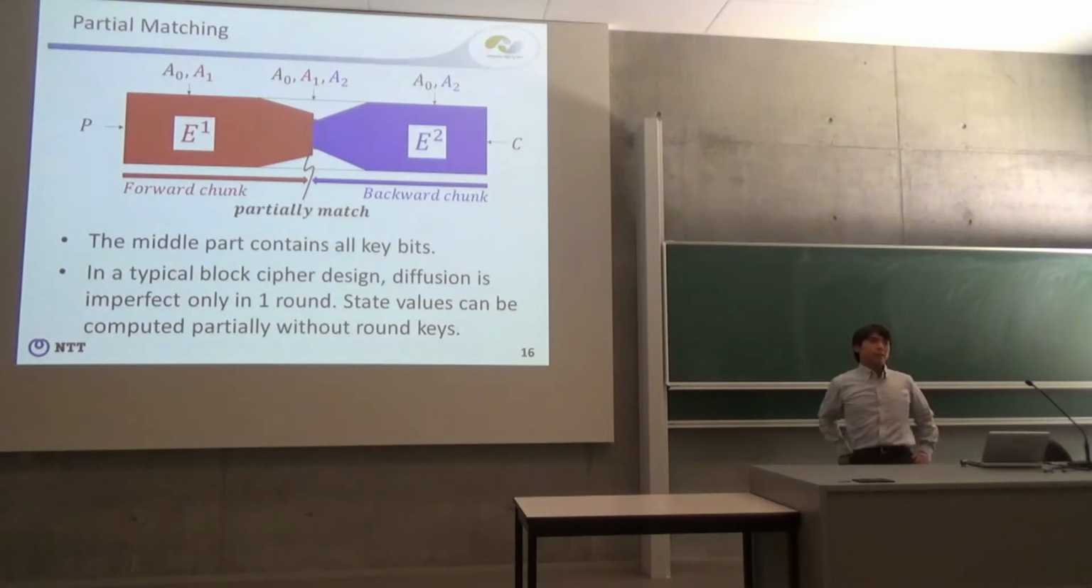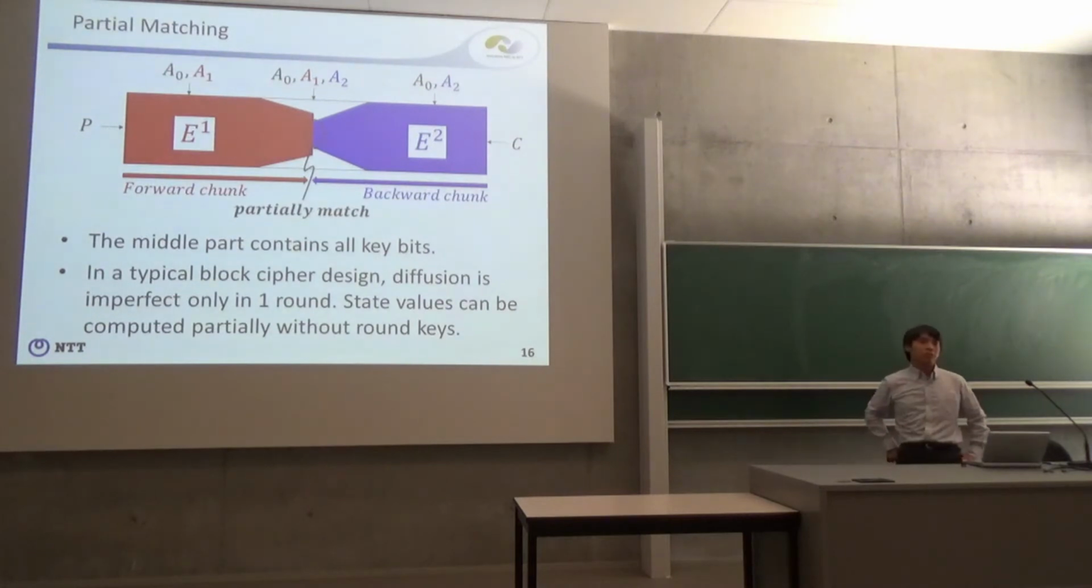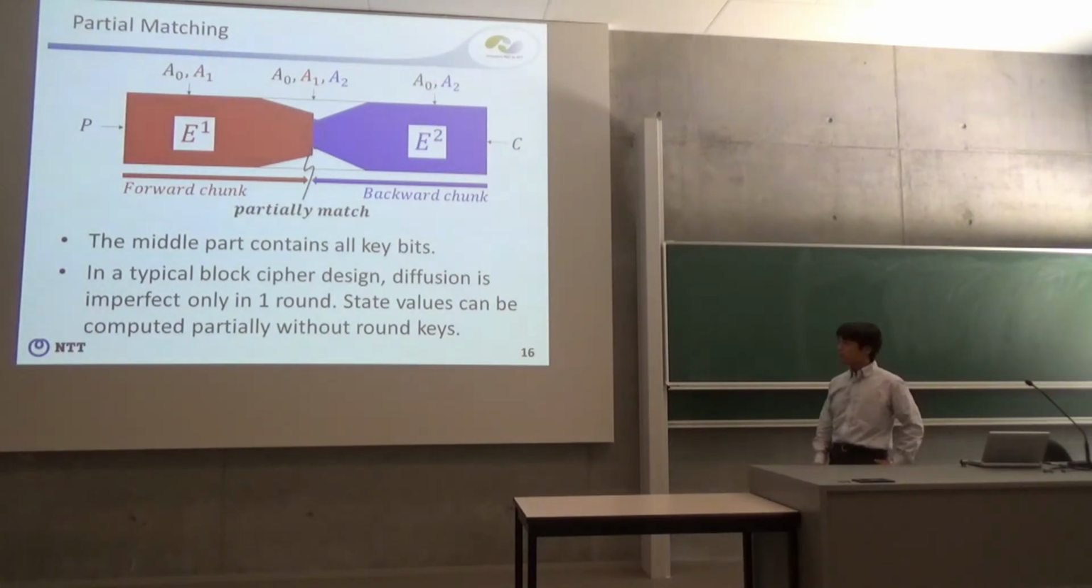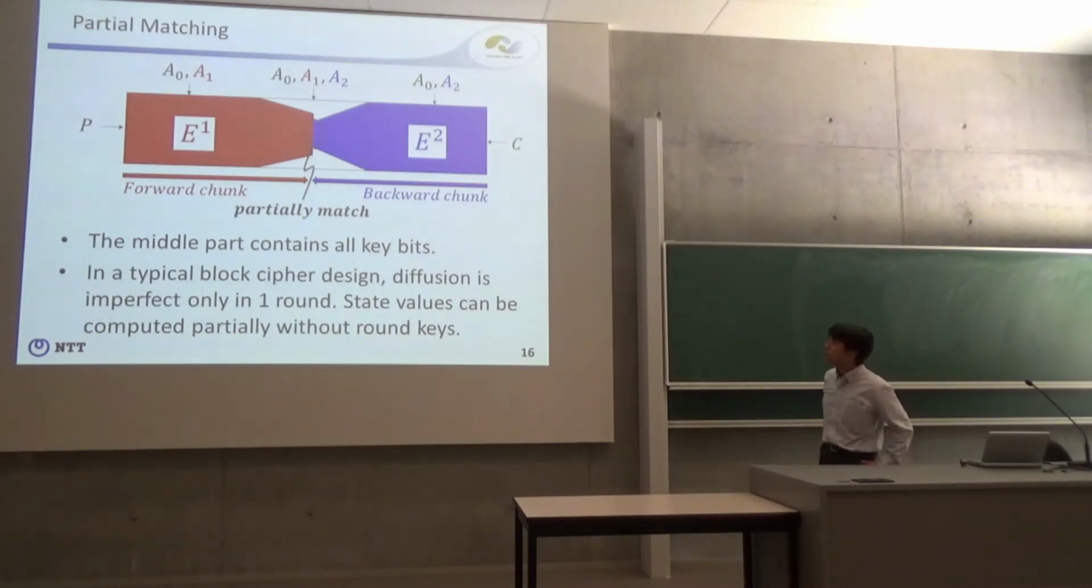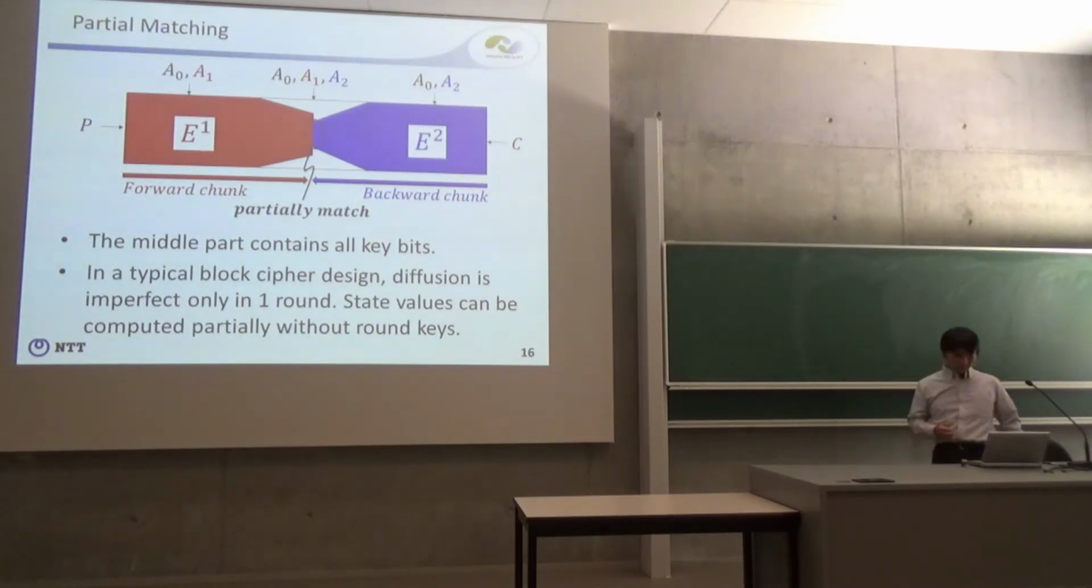But in a typical block cipher design, the diffusion is imperfect only in a small number of rounds. So, for example, you can consider Feistel-type ciphers. So in one round, just like half of the cipher is updated. So even if you don't know the key, you can compute half of the state for one round. So by using such imperfect diffusion, you can partially compute the internal state for the middle round, and if you can partially match the results, then the meet in the middle attack works. Okay, so this is the partial matching, and the attack can be more advanced.